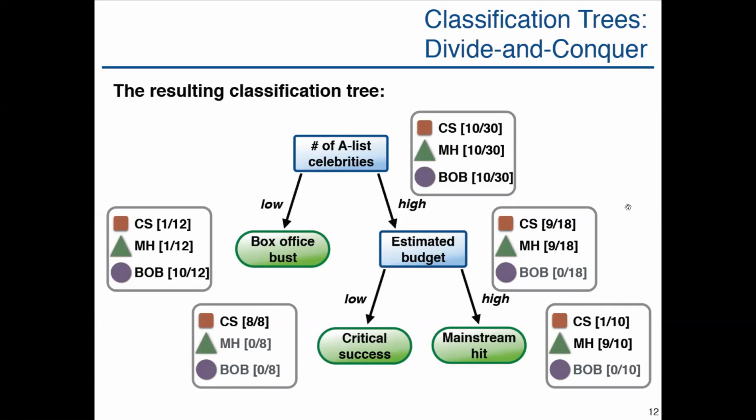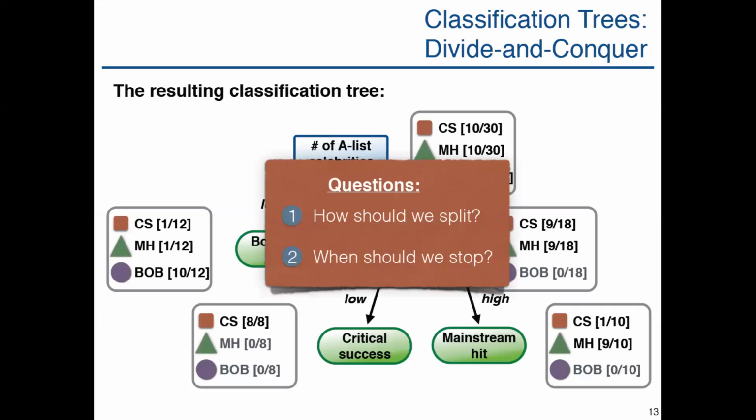Okay, so this is how you would basically build a tree like this. But now again, as we stopped here last time, we said that the 2 questions we have are: first, how should we split? That is, should we split on A-list celebrities first, or should we split on budget first? How do we choose which one to start from? Here we have an intuitive understanding that the one that is giving us a better split is the one we should split on. But how do we define that better split? We need some sort of an objective criteria for that, and that's what we're going to discuss in the next few slides.